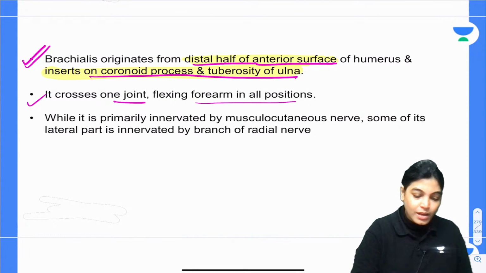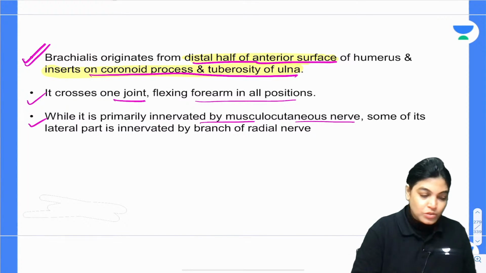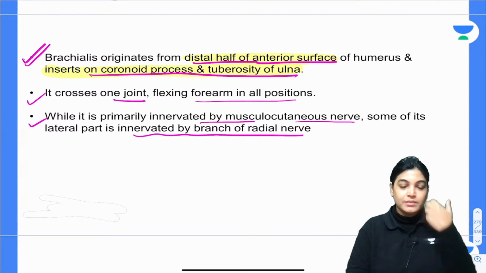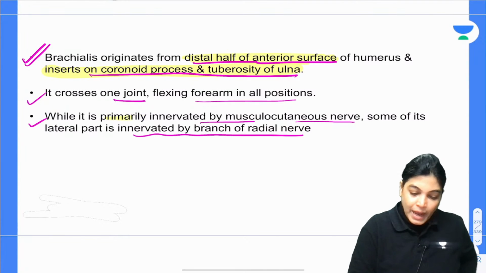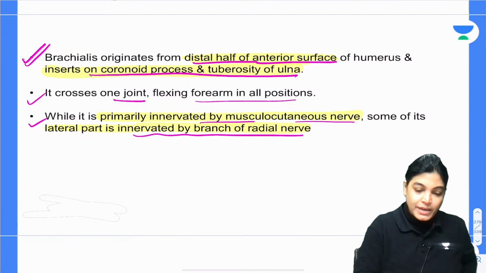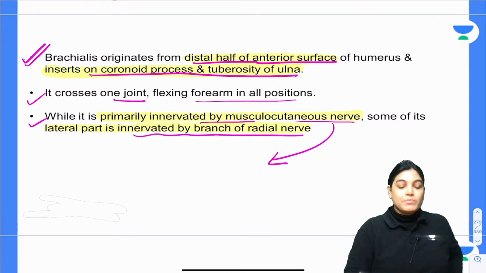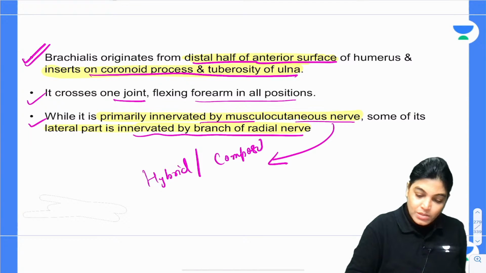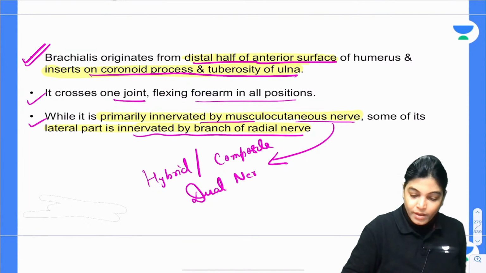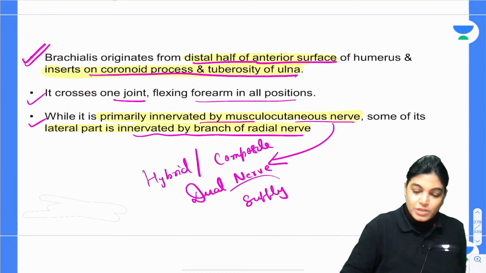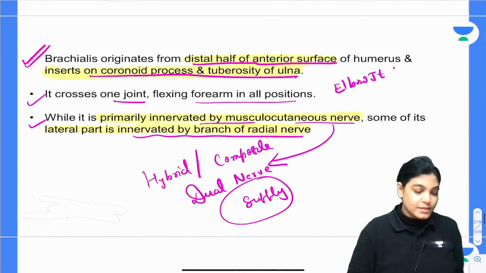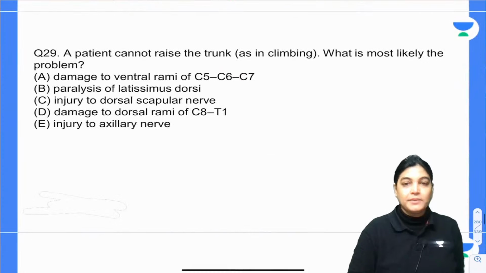So yes, absolutely correct. It crosses one joint, that is the elbow joint. While it is primarily innervated by the musculocutaneous nerve, some of its lateral part is innervated by a branch of the radial nerve. So that explains that it is also called a composite or hybrid muscle, because it is getting dual nerve supply, and it is just crossing one joint, that is the elbow joint. So is it okay? Understood? Let's move on to the next, that is question number 29.